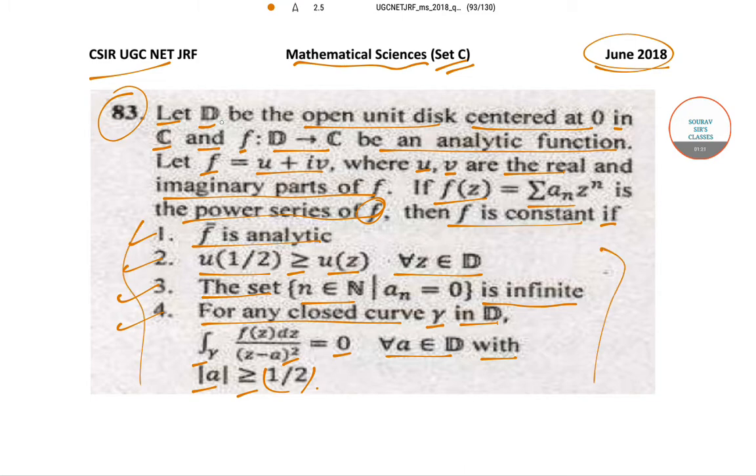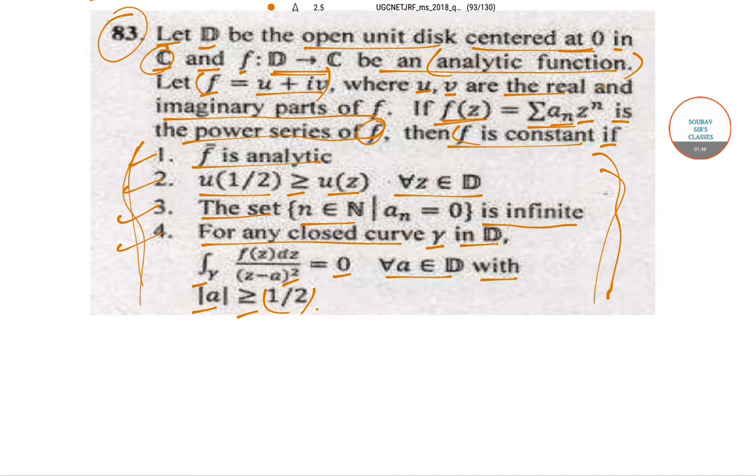So we have been given that D is an open unit disk which is centered at 0 in the complex plane, and f which goes from D to C is an analytic function, and also f is equal to u plus iv. Now if f(z) is equal to summation a_n into z to the power n, then f is constant, and we need to find out the conditions at which f is constant. So this is what we are concerned over here. Now in the first option we have been given that f bar is analytic. So let us start off with option 1.